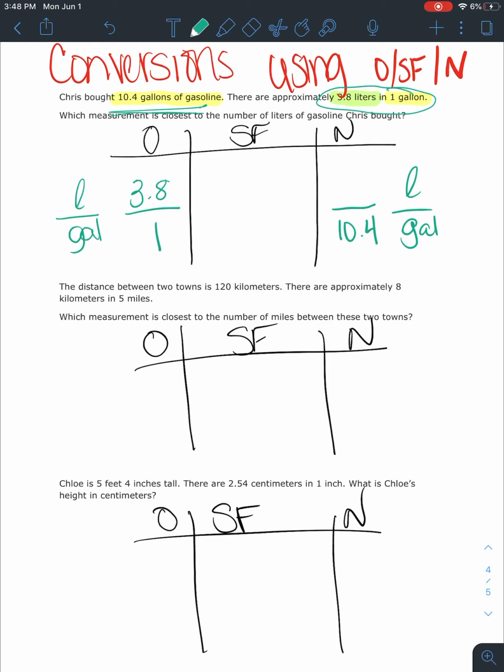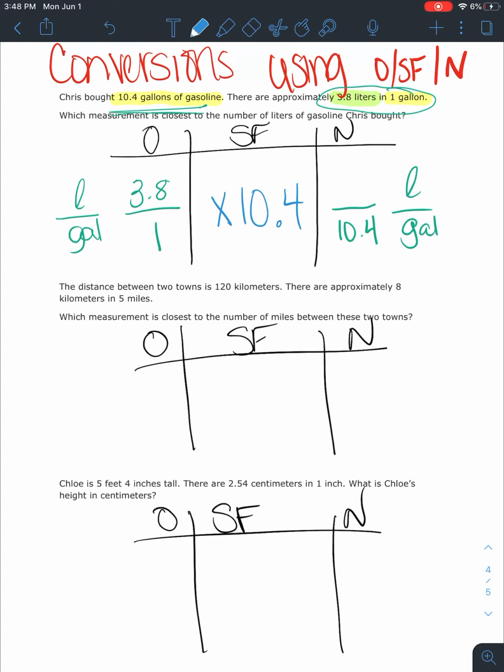So now what I'm doing is scaling that rate to however much I need. Originally we had 1 gallon. Now I want to know for 10.4 gallons. So my scale factor, well, 1 times what is 10.4? 10.4. So then what I'm going to do to solve this is 10.4 times 3.8.